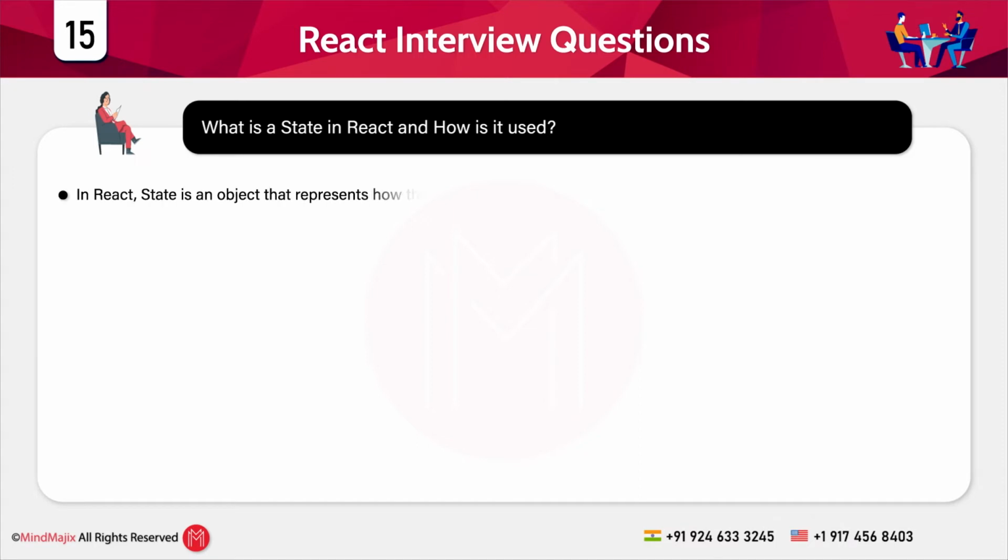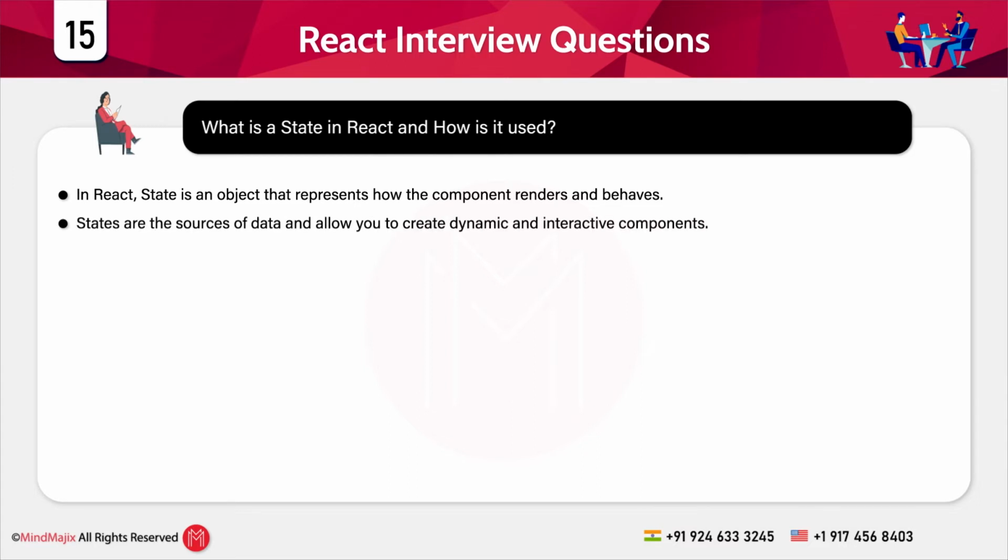The next question is, what is state in React and how is it used? In React, the state is an object that represents how the component renders and behaves. States are the sources of data and allow you to create dynamic and interactive components. They are accessed using this.state. For changing a value in the state object, you can call the this.setState method.